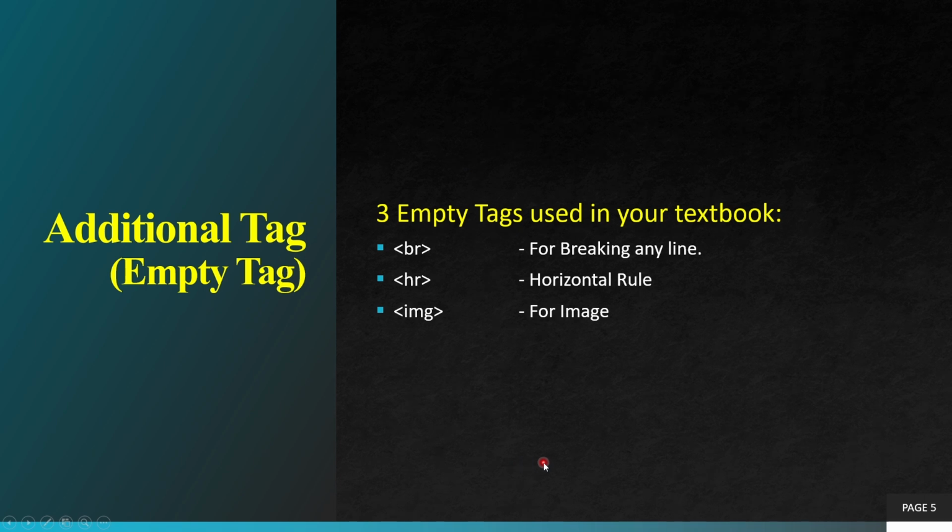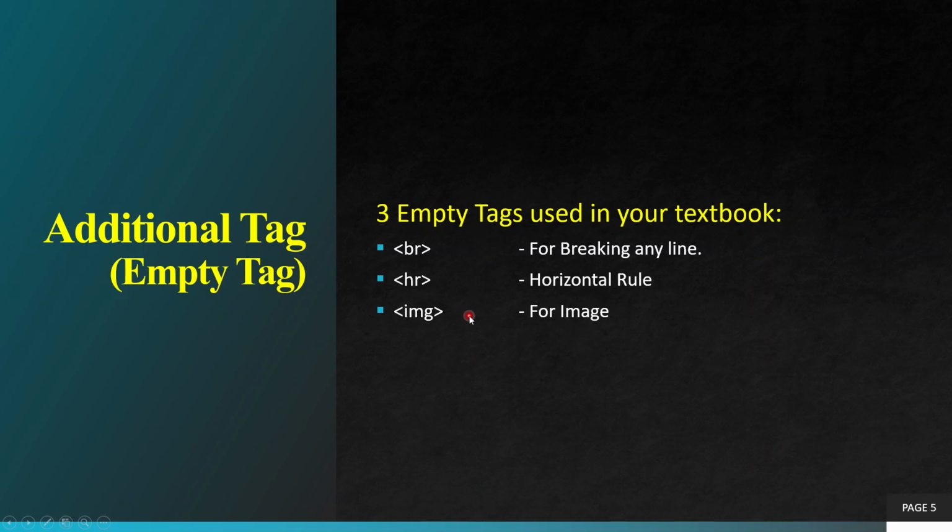This is our additional tag. Here, three empty tags are used in your textbook. This is br for breaking a line, and hr for horizontal rule. The underline indicates a simple underline for any word, and the horizontal rule indicates an underline for the whole screen. Okay, and then img indicates the image. For displaying an image, you have to place this img tag, and all of these tags are empty tags. Okay, do you understand these topics?